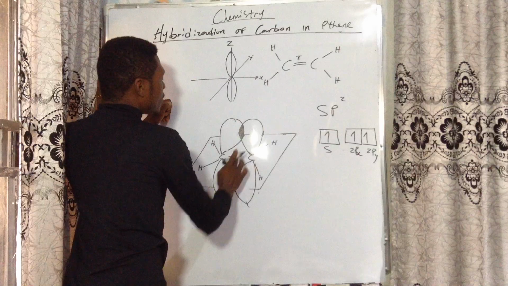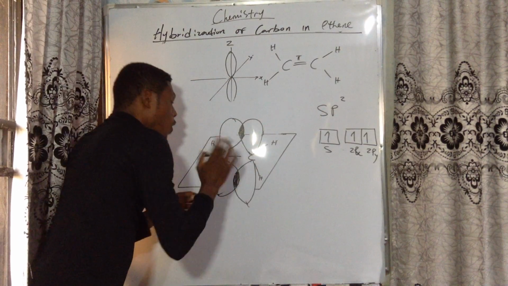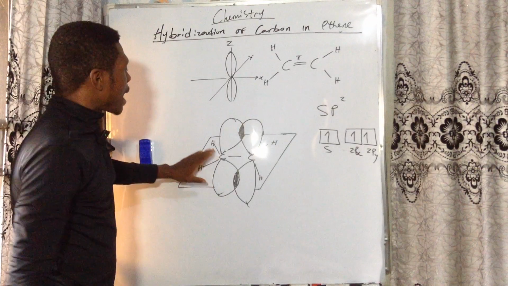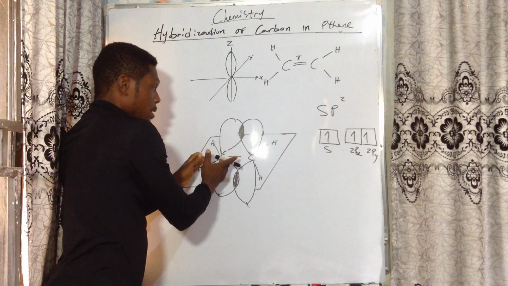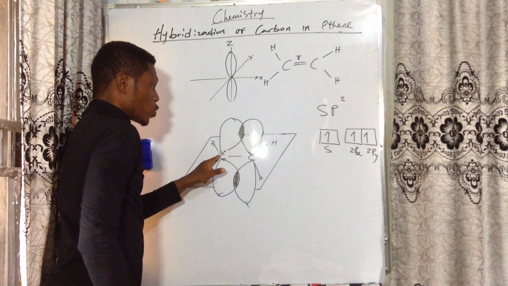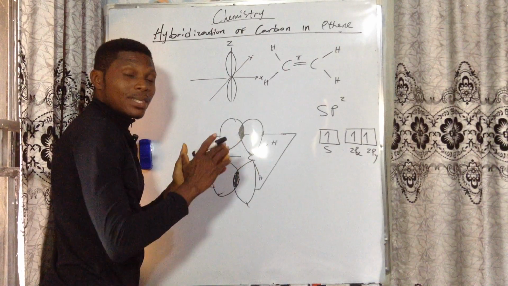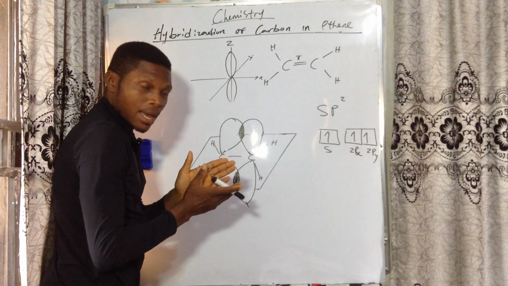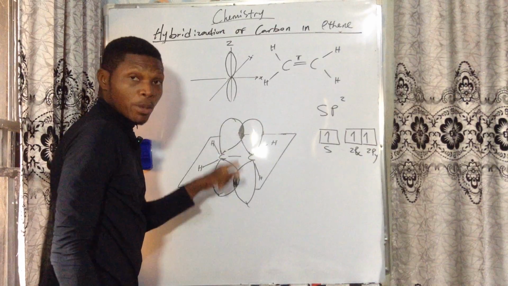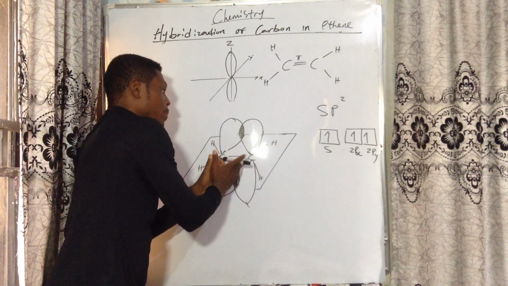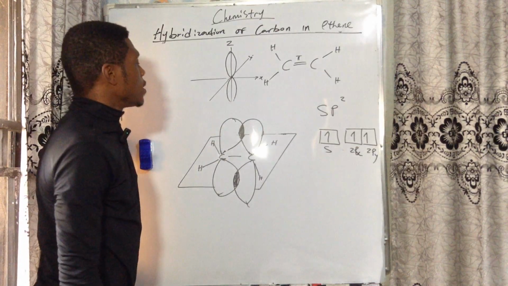Okay. Now I've given you a picture. The overlapping of these orbitals occurred because they are on the same plane. Do you understand? The unhybridized p orbitals of this carbon and that one are on the same plane. If there is a slight deviation, this overlapping, that is this pi bond, will not be possible. Because they are on the same plane, that makes this pi bond possible. Okay? So that is it.